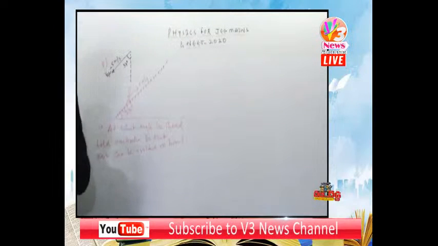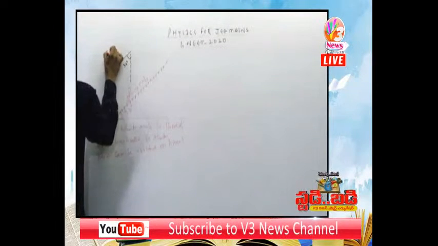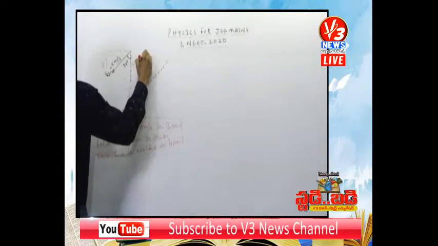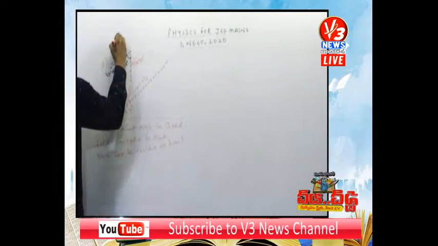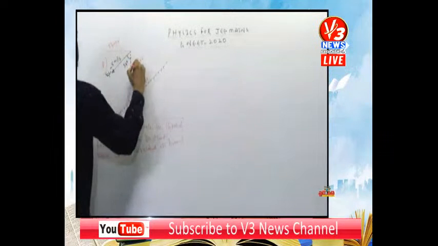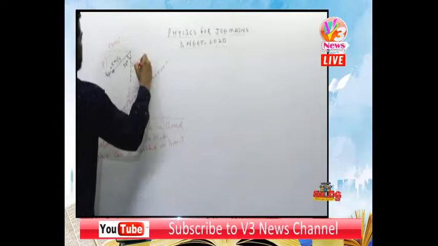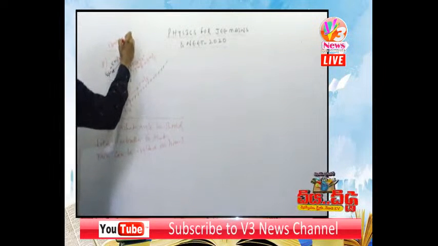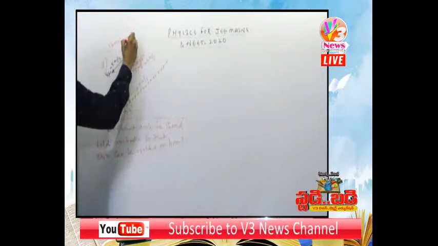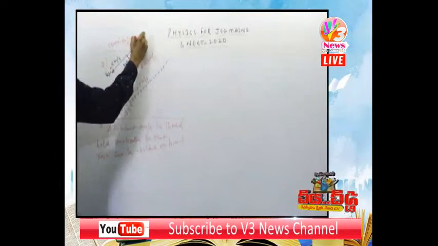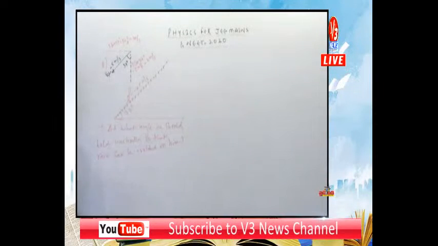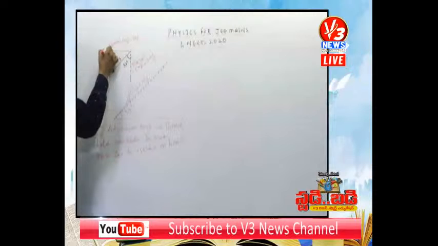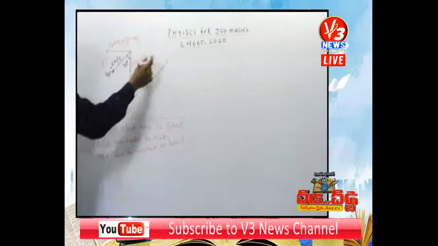Before that, let us try to resolve this into components again. Resolving it, this one is 5 cos 37 and this one is 5 sin 37. 5 cos 37 is 4 by 5, so this equals 4 meter per second, and this one is 5 into 3 by 5, so this becomes 3 meter per second. So the velocity of rain along the x-axis is 3 meter per second, in this direction, and in the vertical direction it is 4 meter per second.